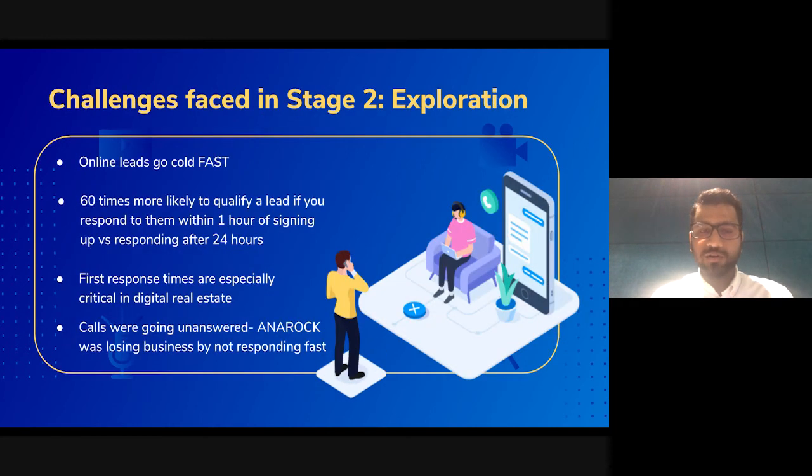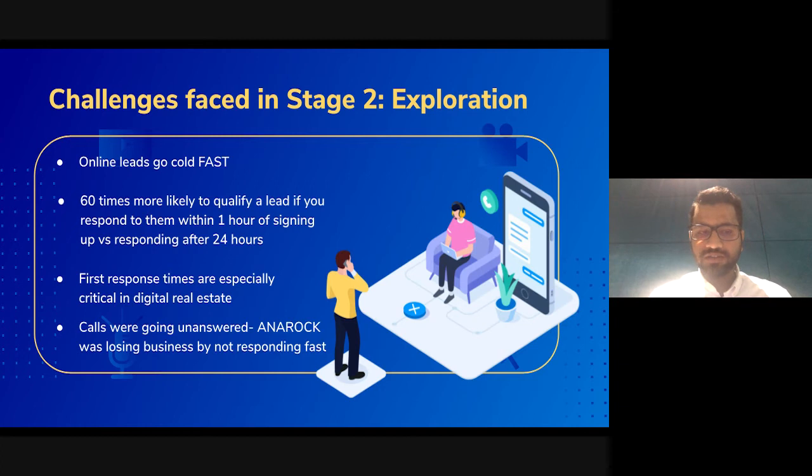Now we'll talk about stage 2, which is the exploration stage, where the customers have dropped an inquiry and are now looking forward to getting a callback. We understand that because there are multiple options and people are a lot more involved in doing other things, once a lead is dropped and if the call doesn't go within the first hour, the leads go cold very fast. The stats show that a customer is 60 times more likely to qualify if we call back within the first hour of the customer dropping the inquiry versus if we call after 24 hours.